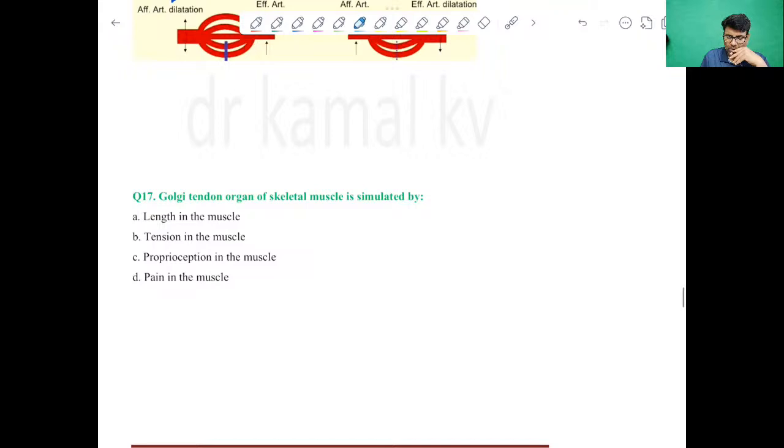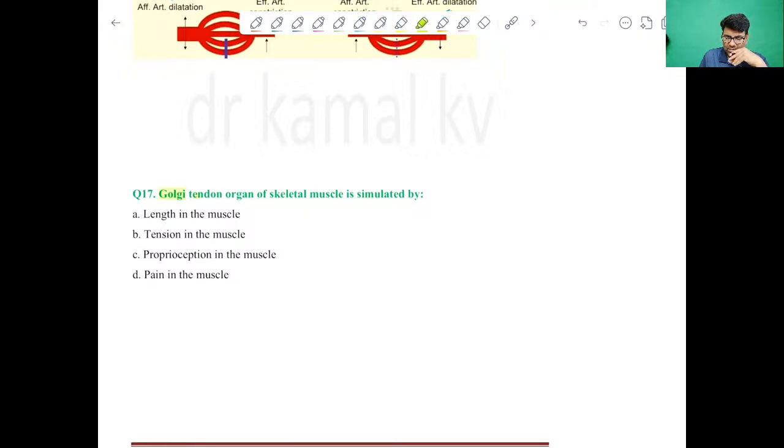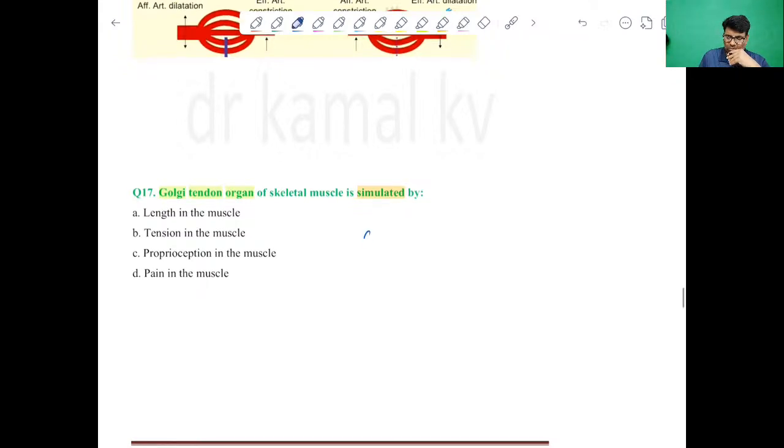Next question. Golgi tendon organ. Now what is the stimulus for the Golgi tendon organ? What is the stimulus? Yes, Zaim, you are right. The Golgi tendon organ checks the muscle tension, and muscle tension means in a contracting muscle.